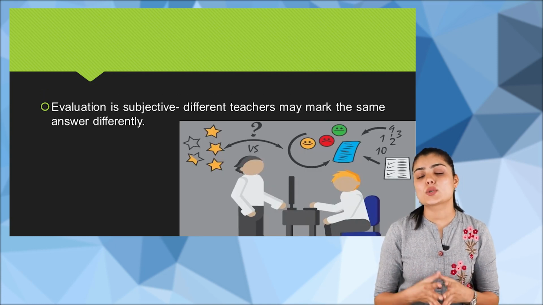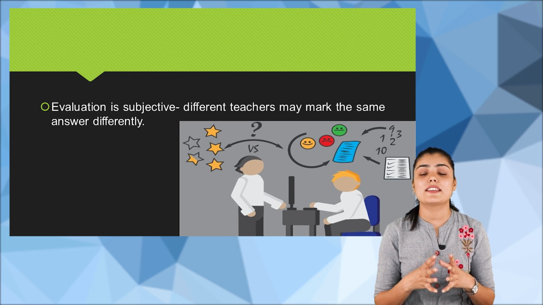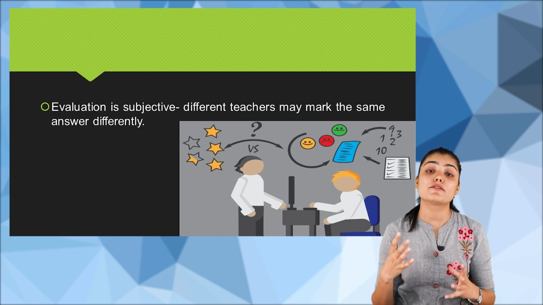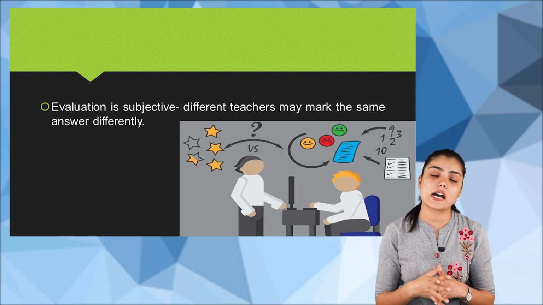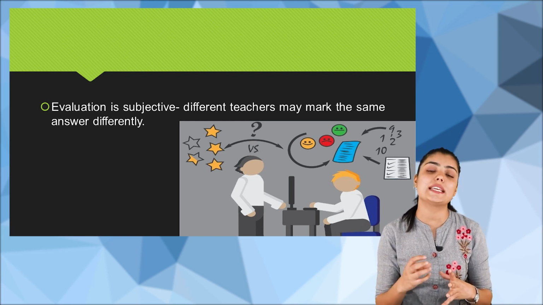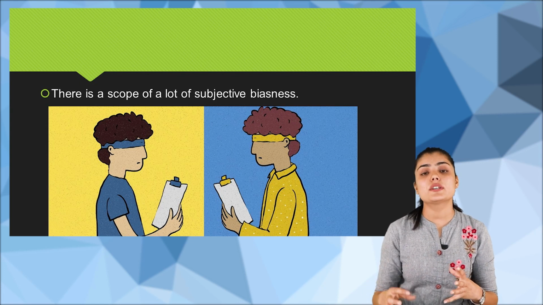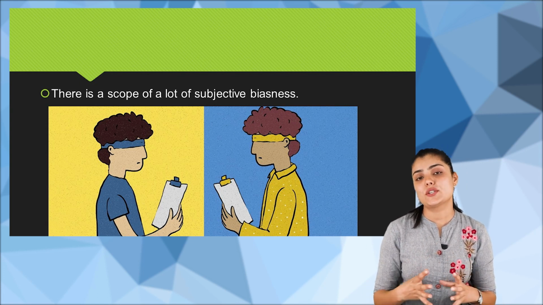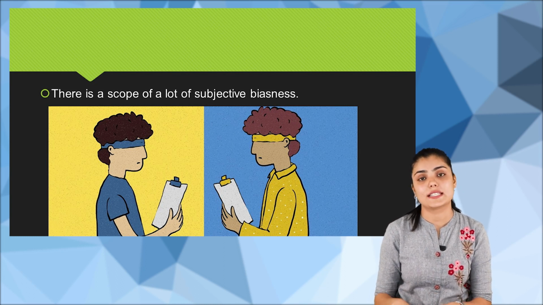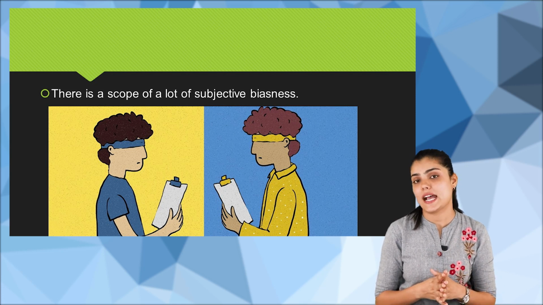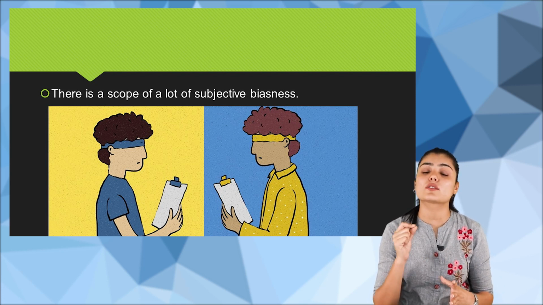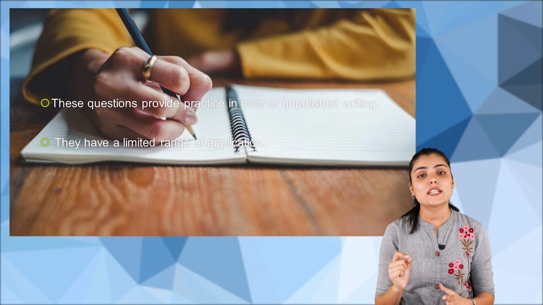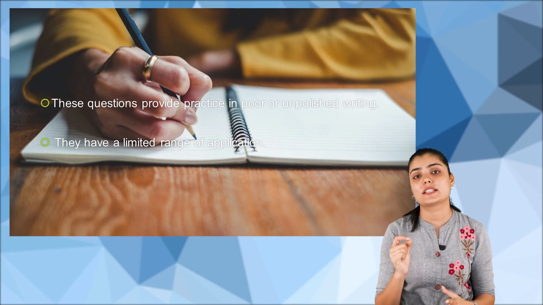Another disadvantage of an essay type question is that evaluation is subjective, which means different teachers may have different ways of understanding the answer or different ways of even grading the answer. So different teachers may mark the same answer in a different way. Essay type question also provides a lot of scope for subjective bias. This we have discussed in the criteria as well. Essay type question lacks objectivity. The evaluators may demonstrate subjective bias.